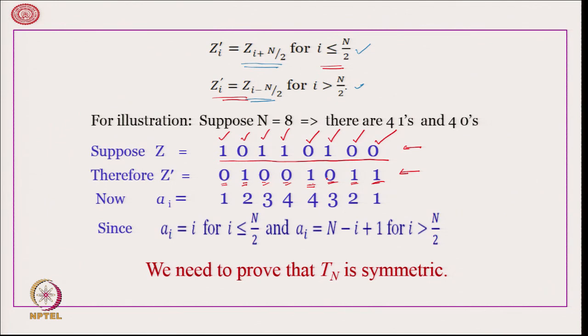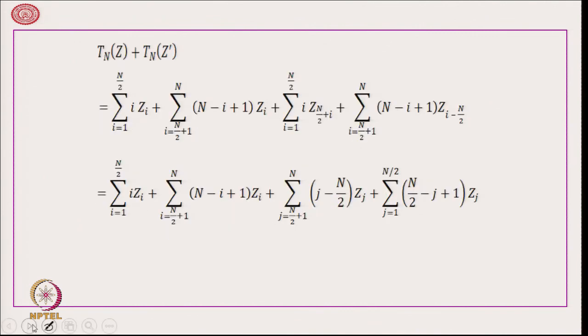Now, the weights are going to be a_i equal to i for i less than or equal to n/2. Therefore, for the first 4, the weights are 1, 2, 3, 4, and a_i is equal to n − i + 1 for i greater than n/2. Therefore, when i is equal to 5, it is 8 − 5 + 1, therefore 4. When i is equal to 6, it is 8 − 6 + 1, that is 3. Similarly, 2 and 1. Therefore, we can see that the weights are decreasing in a symmetric manner as well. We need to prove that T_n is symmetric around its mean. So, let us prove it mathematically.